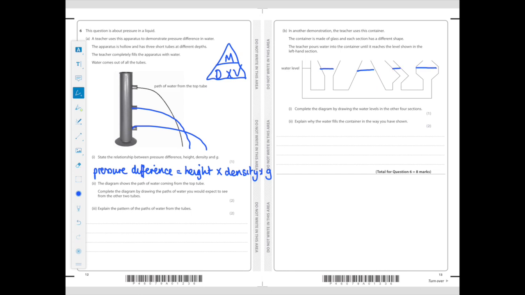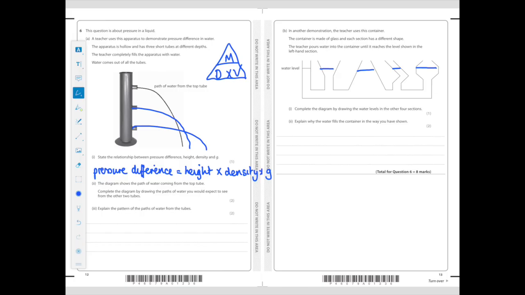So I'm going to use a ruler in the exam to show that it is constant for each vessel. Explain why the water fills the container in the way you have shown. So we need to describe why we've drawn it at that constant level. Well, I've already said that the air pressure is the same for all, so that's worth 1 mark. We know that it's water. We know we haven't changed liquids throughout. Therefore, the density of the liquid will remain the same.